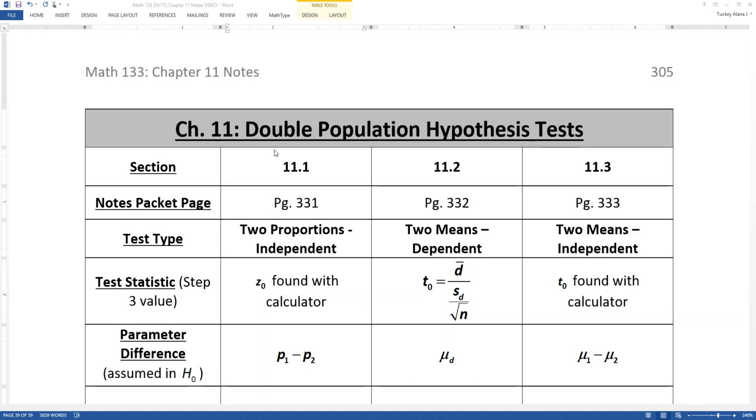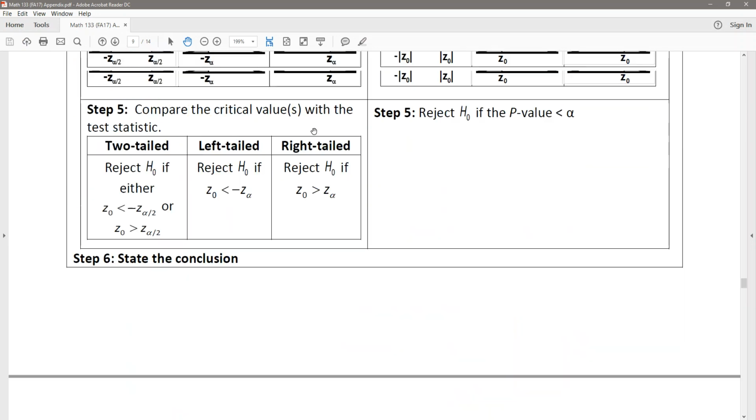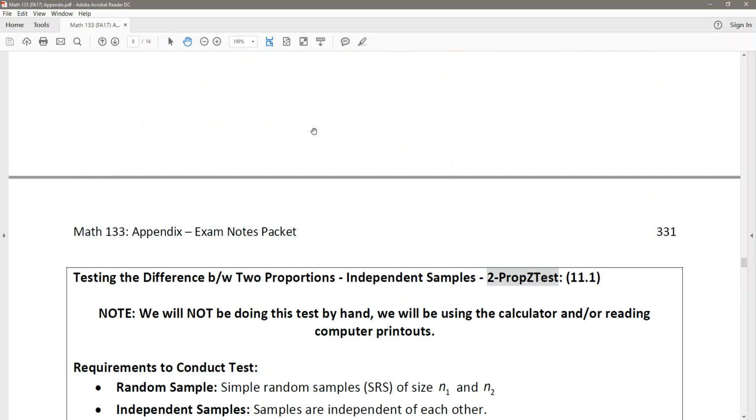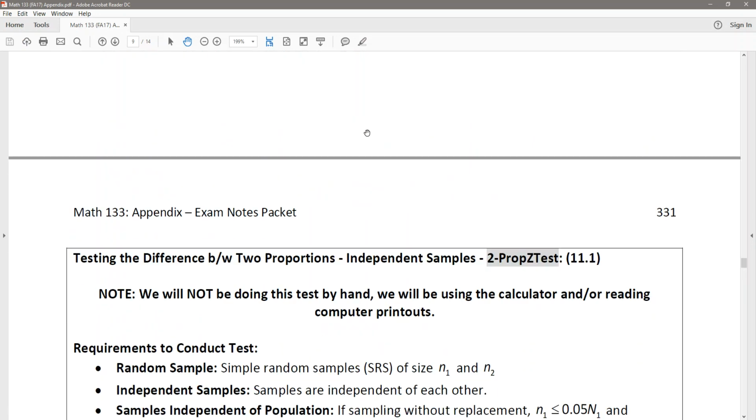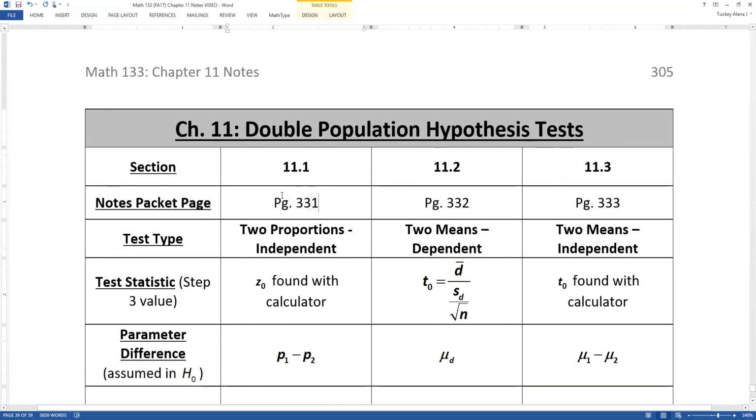Now, where these hypothesis tests are located is in the notes packet. It might change from semester to semester. The current semester I have, it's 331, 332, 333. So 11.1 is 331, 11.2 is 332, 11.3 is 333.